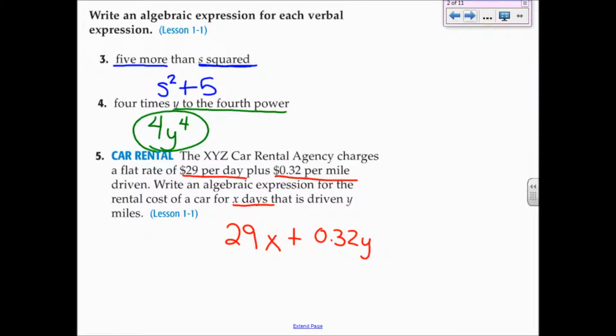So it says write an algebraic expression. This is the expression. They don't give us any more information, and they don't ask us to evaluate. So this is all I do.